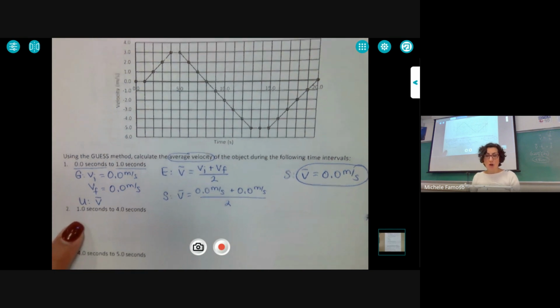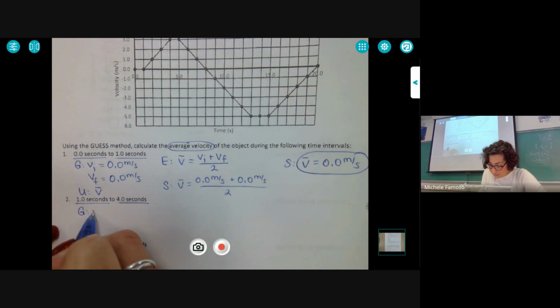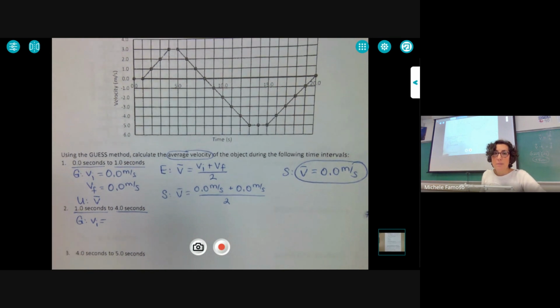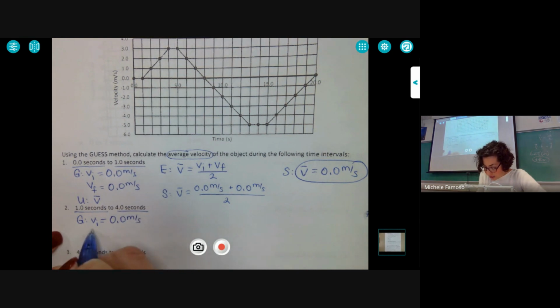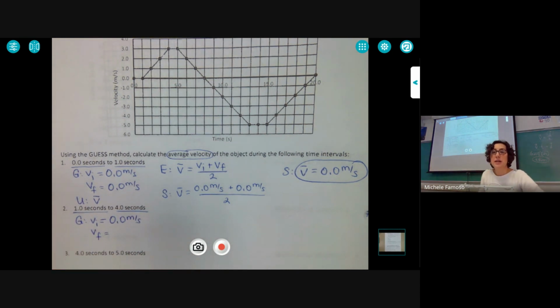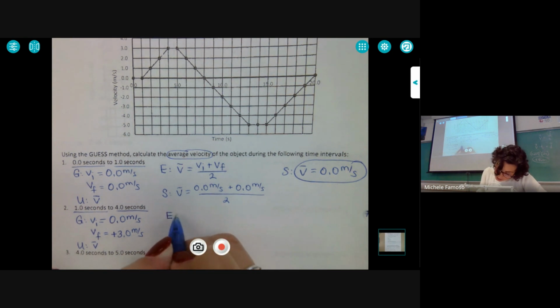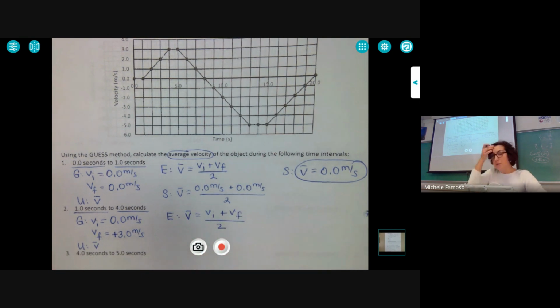All right, let's now go to the next time interval from 1 to 4 seconds. Cam, what's the VI for that time interval? 0.0 meters per second. Good. Ashley, what is the VF for that time interval? And is it positive or negative? It is positive. So again, the unknown is the V bar. And the way we're going to get that is by adding up those velocities and then dividing by 2.